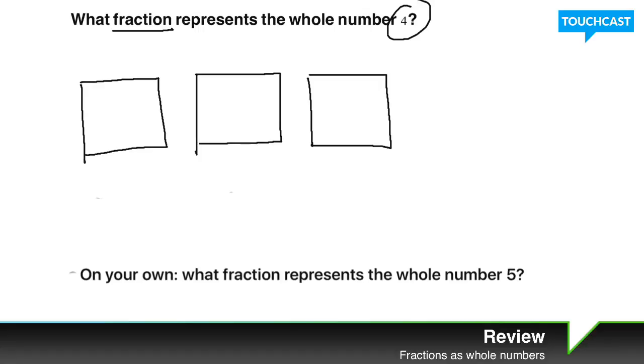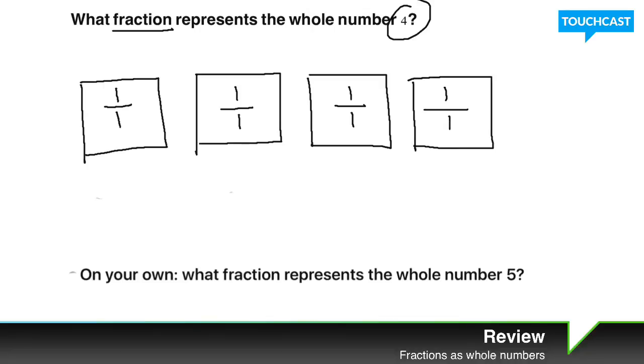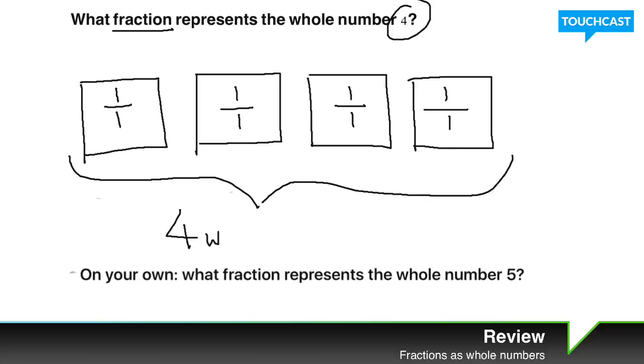1 whole, that's 1 over 1. 2 wholes, 1 over 1. 3 wholes, and 4 wholes. Okay? So each of these represents a whole. Now taken together, I have 4 wholes. And if I know that this is 1 over 1, 1 over 1, 1 over 1, 1 over 1, together we have 4 ones. So 4 wholes is equivalent to the fraction 4 over 1.